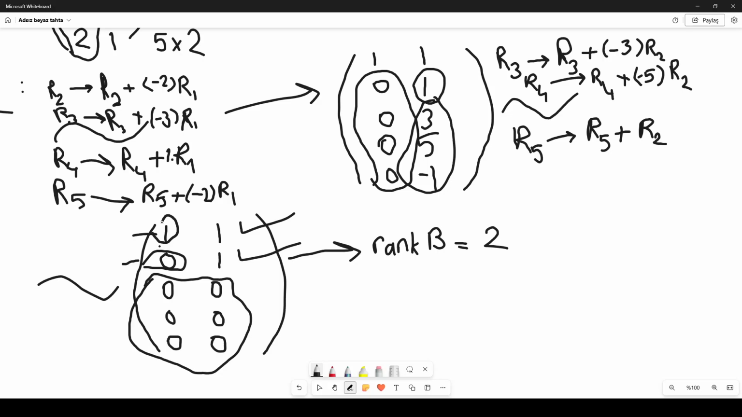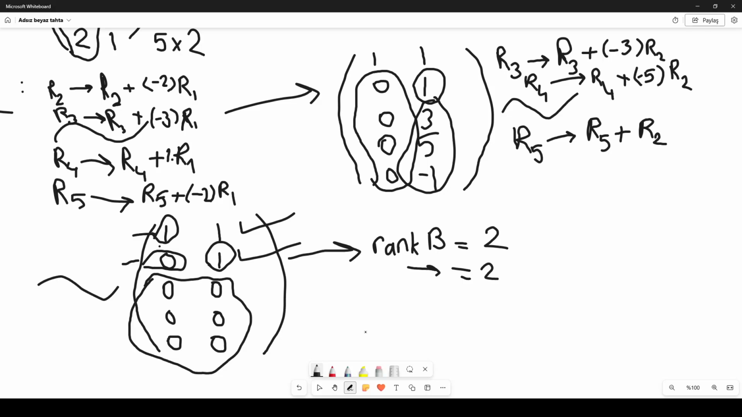Another way to look at that: how many pivot positions do we have? We have the first pivot position in the first row, and the second pivot position in the second row, and no other pivot position. Why? Because the remaining rows below the second pivot position are all zeros. So there is no leading entry below the second row. And again, since we have 2 pivot positions, rank is equal to 2.